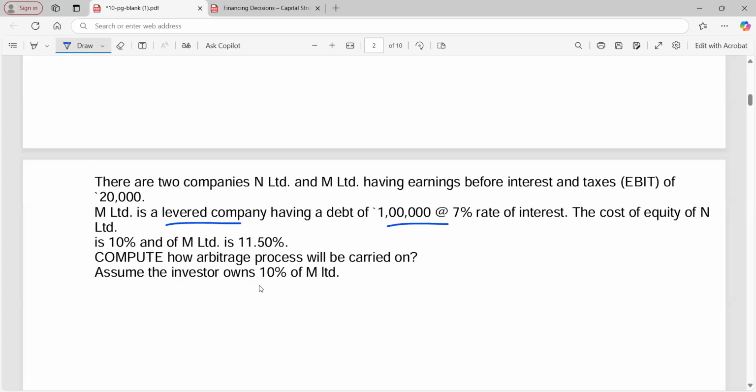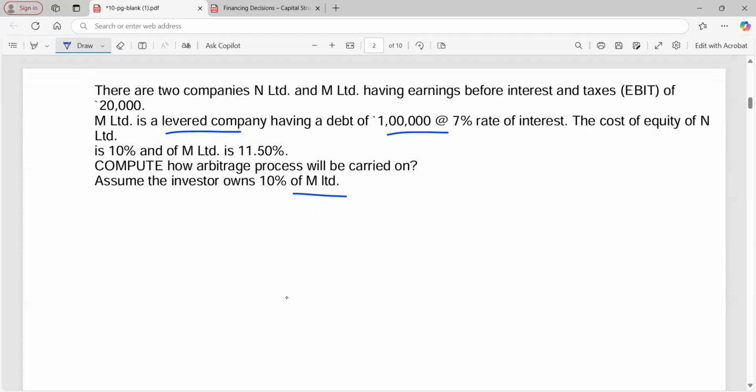Compute how the arbitrage process will be carried on. Assume the investor owns 10% of M Limited. Before starting with the arbitrage process, we need to calculate the value of the firm. Only then do we know which firm is overvalued and which firm is undervalued. So let's calculate the value of the firm.